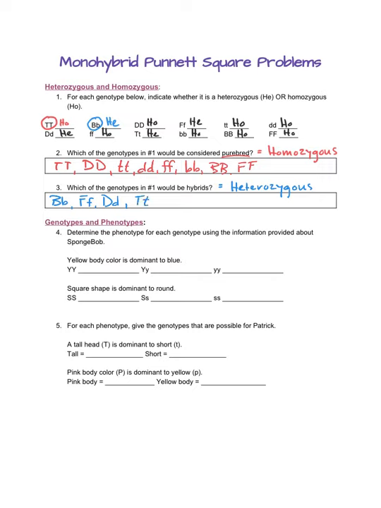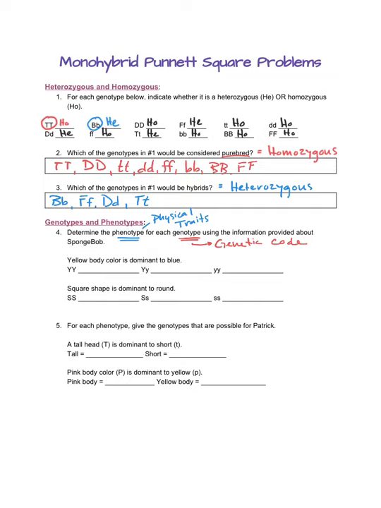Number 4 is going to be about genotypes and phenotypes. So it says determine the phenotype for each genotype using the information provided about SpongeBob. So first let's recall what phenotype and genotype are. Remember that the word phenotype means what something looks like or its physical characteristics. And then the word genotype is the genetic code that tells your body how to make those traits. So your genotype is how you code for your phenotype.